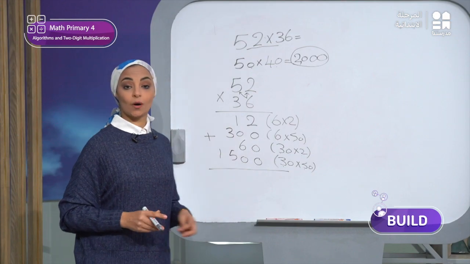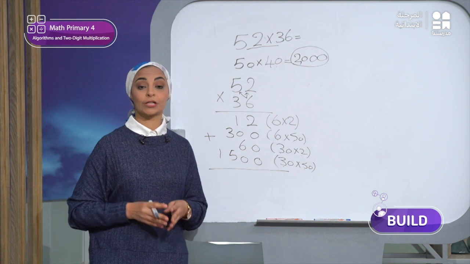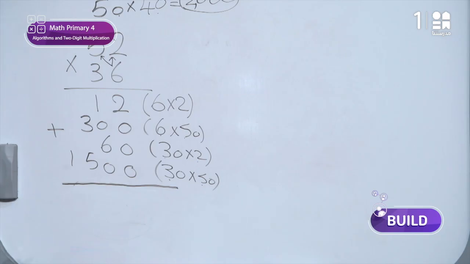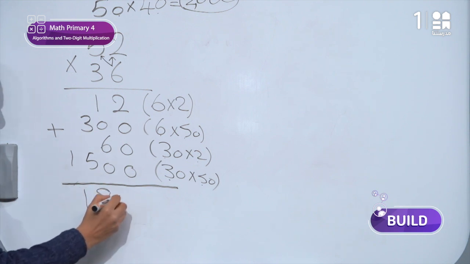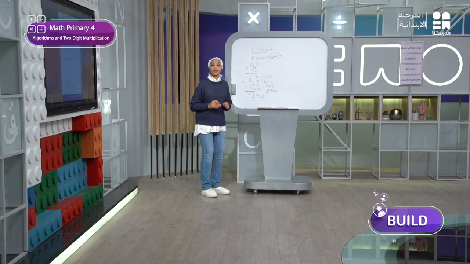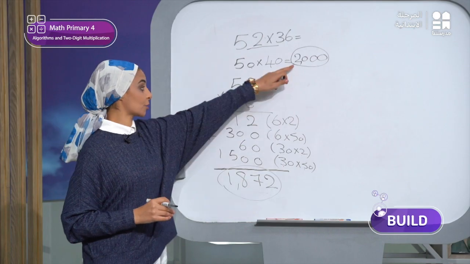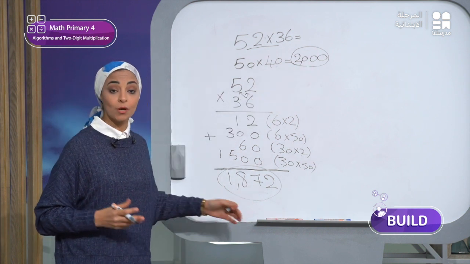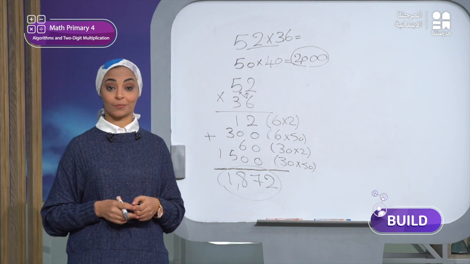Then what should I do? I will add all the partial products all together to get the final answer. So the answer will be 1,872. This is my final answer. This is very close to the estimated answer. Look, this is 2,000 and this is 1,872. They are very close to each other.